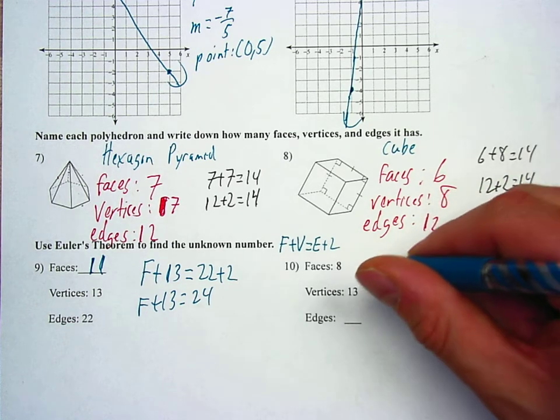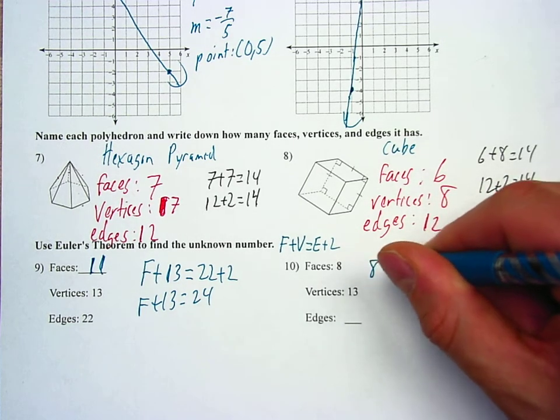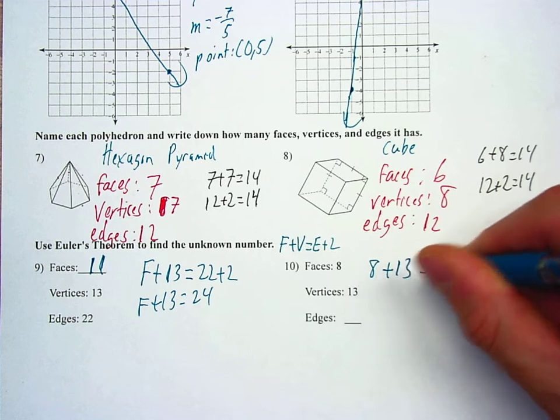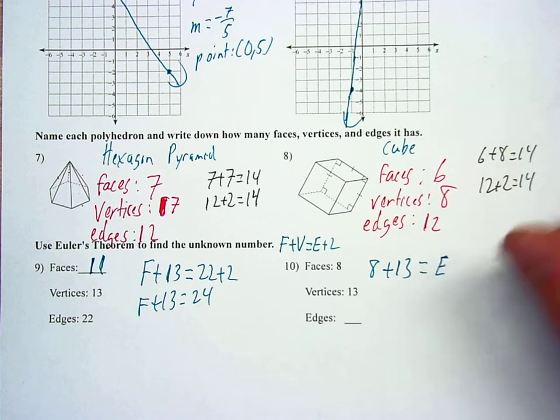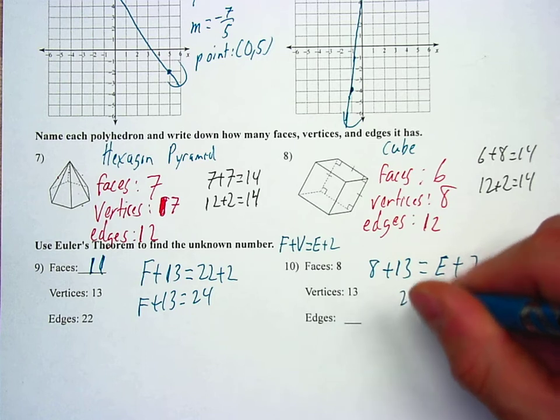On the next question, the faces, 8, plus the vertices, 13, should equal the edges, which I don't know, plus 2 as well. 8 and 13 is 21.